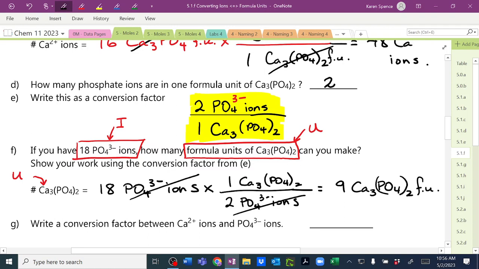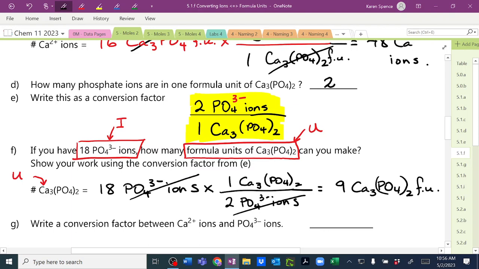Now, if you were to call those molecules, I would not get mad at you. Okay? So if you didn't call them formula units and you said molecule, close enough, I'll say okay, it's all right. Yes? Okay.